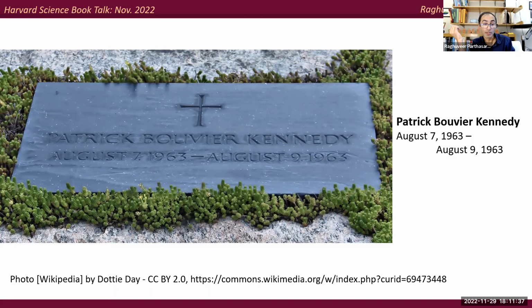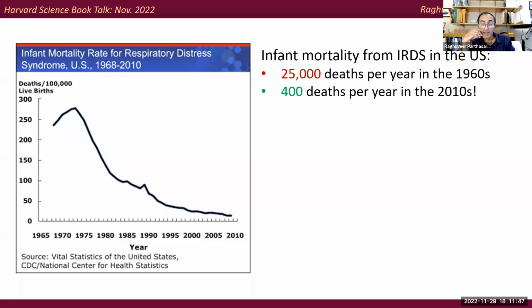And this was sadly very common. In the US alone, there were about 25,000 deaths per year from infant respiratory distress syndrome. In the decades since, however, something really remarkable happened. What I'm showing is the deaths per 100,000 births over time, and we see that this has just plummeted from this very large number to its current value of about 400 deaths per year in the United States, despite the number of premature births being much more common. So how did this remarkable decline happen?